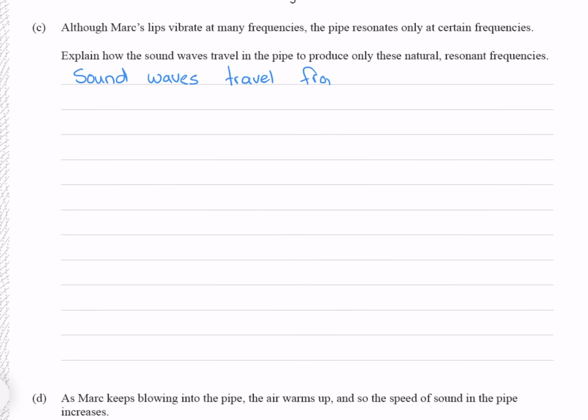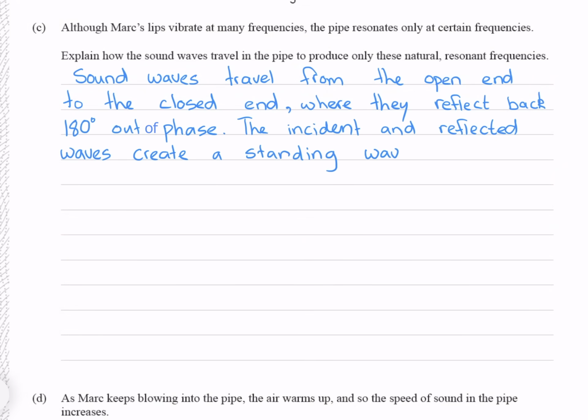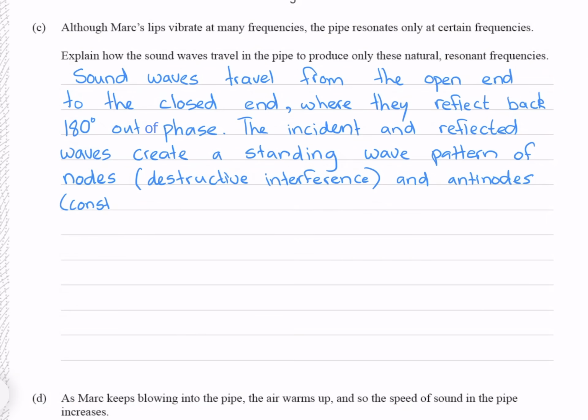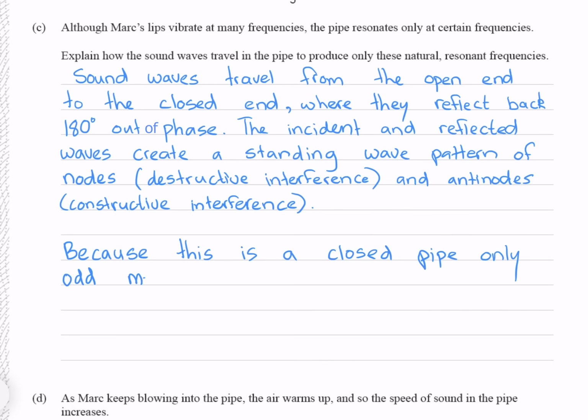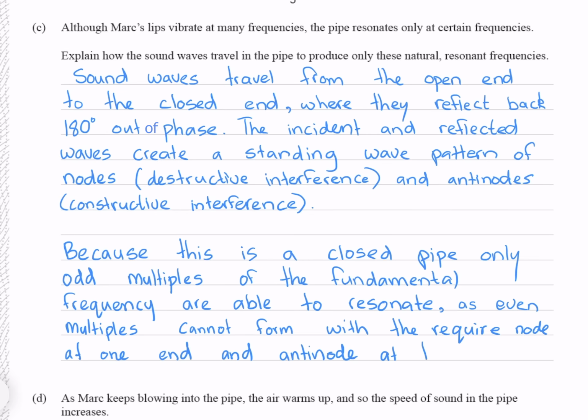Sound waves travel from the open end to the closed end, where they reflect back 180 degrees out of phase. The incident and reflected waves create a standing wave pattern of nodes, destructive interference, and antinodes, constructive interference. Because this is a closed pipe, only odd multiples of the fundamental frequency are able to resonate, as even multiples cannot form with the required node at one end and antinode at the other.